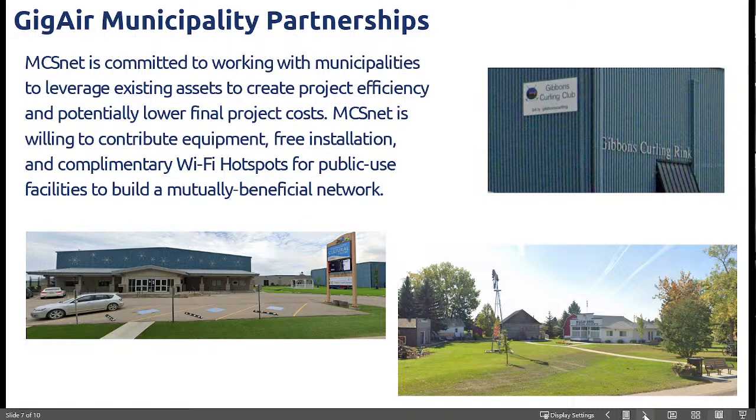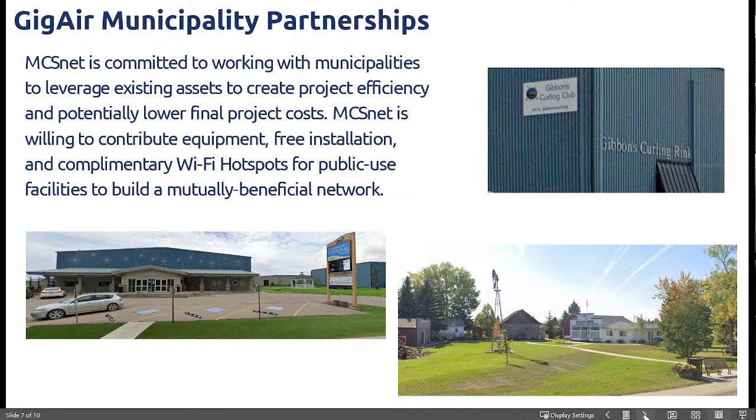And then another thing that we do when we bring gig air to a community is we do what's called Wi-Fi hotspots. So we will provide free hotspots to public use spaces within town: libraries, curling rinks, ag societies, senior drop-in centers, anything that would have a public use. We will provide them with a free Wi-Fi hotspot. This does a couple things. Number one, it does help promote our service because it will provide free internet for the public to try out, and they can see how good it is, and they can get a feel for it when they're at a farmer's market. It allows the nonprofit to have one less budget item.